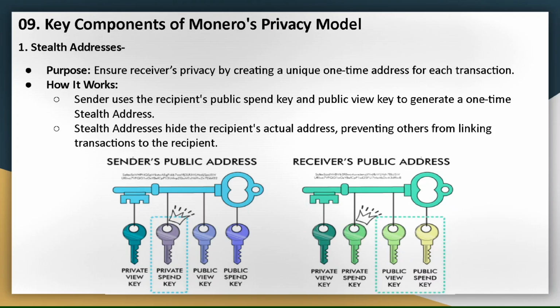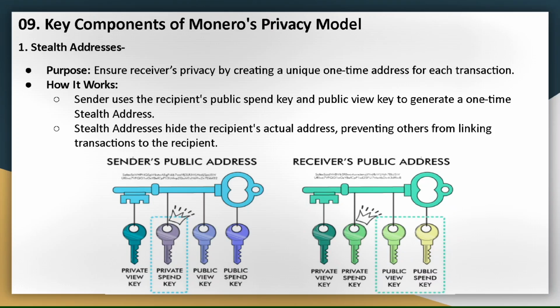The overview of how it works is that the sender will use the receiver's public spend key and public view key to generate a one-time stealth address. This will be a raw one-time address, which will be unique. The transaction will happen to this address.